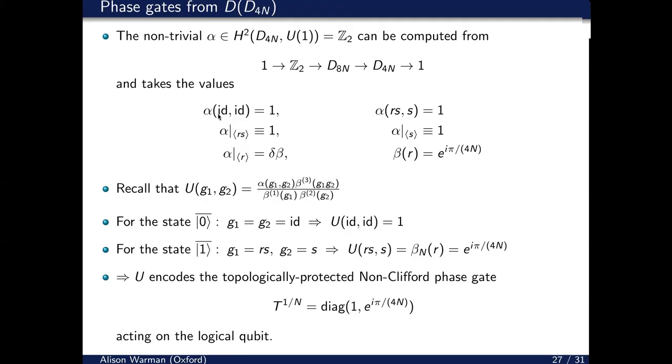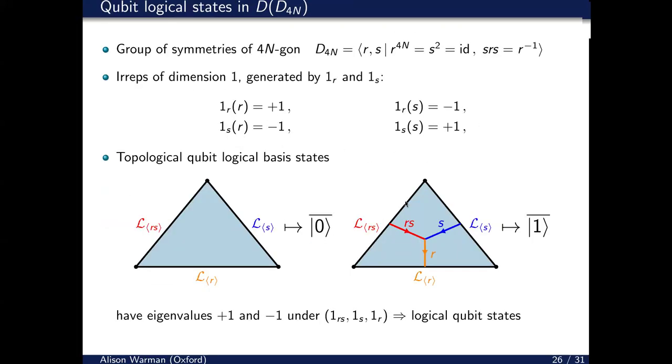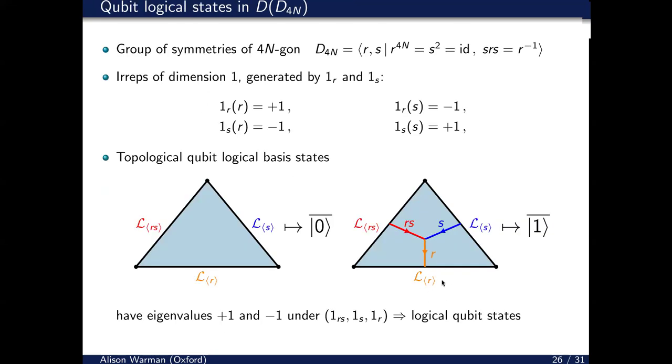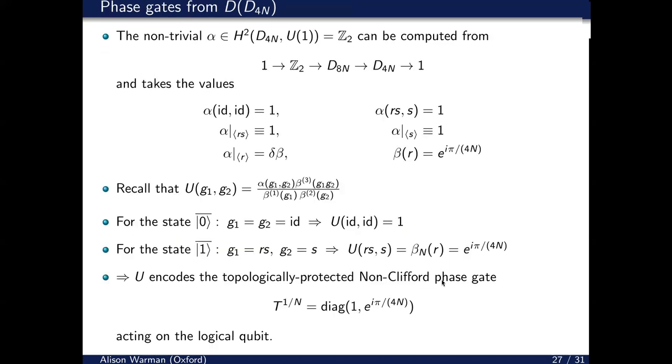So for us, basically, this 2-cocycle is trivial both on the identity and on RS and S. When we restrict it to the first boundary here, there's a boundary labeled by the RS subgroup and by the S subgroup, and on both these boundaries, alpha is just identically 1. Whereas if we restrict it on the boundary labeled by the rotation subgroup, it's not identically 1. It's written as delta beta, where beta evaluated on R is this following phase.